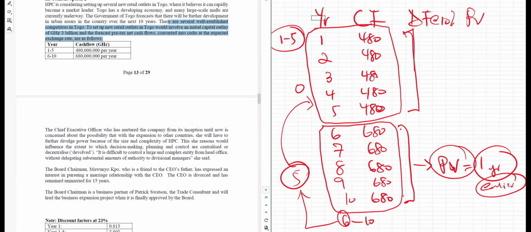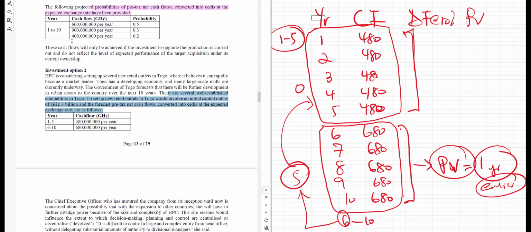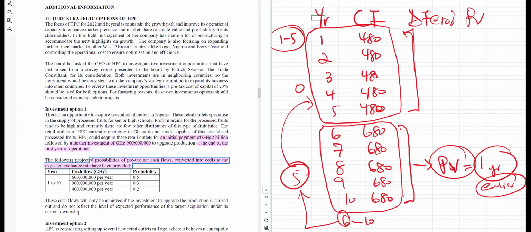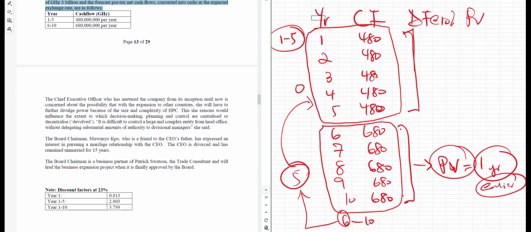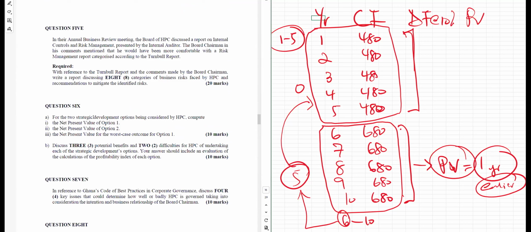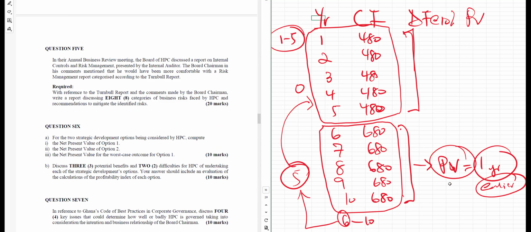But it's the same. Doing this for 10 years, you are going to calculate discount factor for year 1, year 2, up to year 10. Why? It will not just take one investment. It will be 1 to 10, different cash flows, then 1 to 5, 6 to 10, different cash flows again. It's about 3. They mentioned it. See, I'll show you. For the strategic investment, they said NPV of option 1, NPV of option 2, and the net present value for the worst case outcome for option 1. That means you do 3 different cash flows. It will be 3 times. It will take you over 2 hours for just 10 marks.